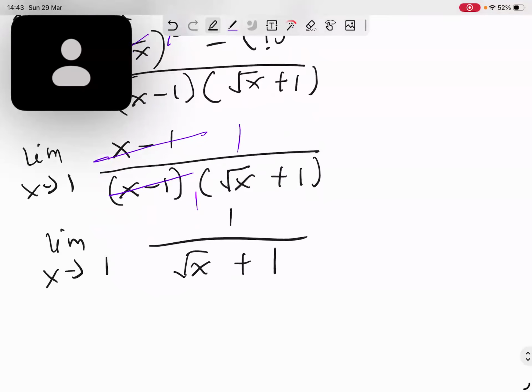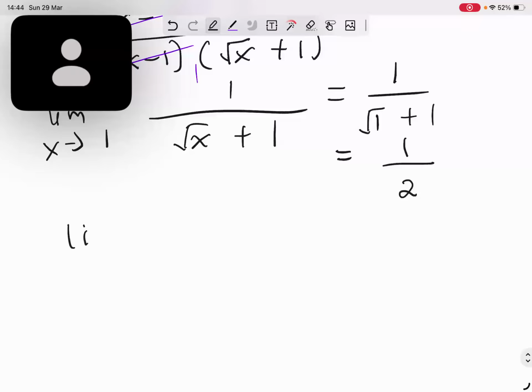Limit, wherever we see x, we are going to put the 1 there. So this will give us 1 divided by square root of 1 plus 1. And that will be 1 divided by square root of 1. Sorry, square root of 1 is 1. 1 plus 1, that is 2. So the answer is 1 over 2 after performing rationalization only, because the denominator function was a polynomial function.